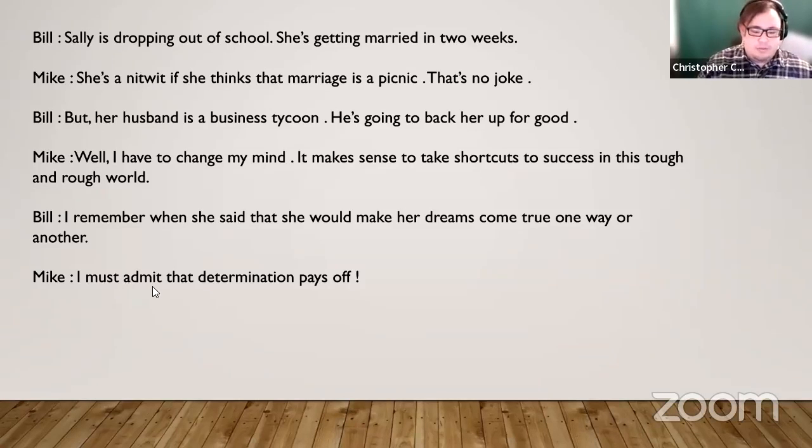And this last one, I must admit that determination pays off. When it says pays off, the word determination doesn't pay you any monetary or any cash. It's saying the amount of work that you do, it will reward you in the end. It pays off. Like, yeah, you get rewarded for the amount of work you put into it. Does that make sense? Any questions?